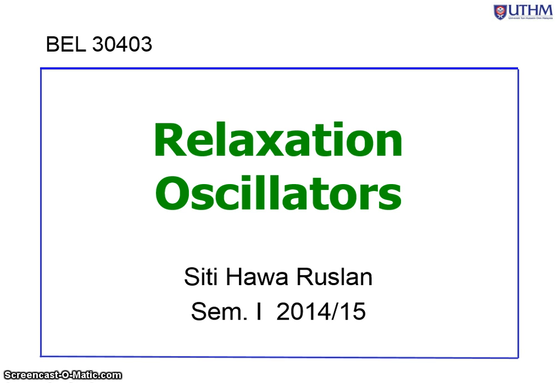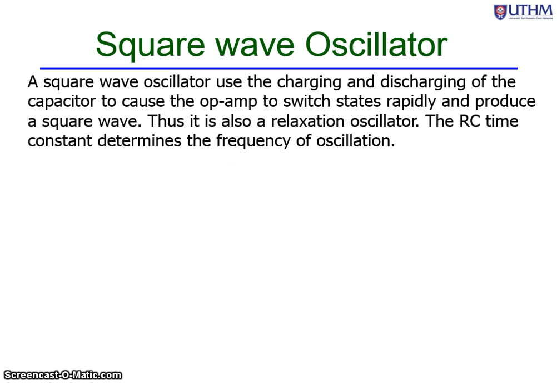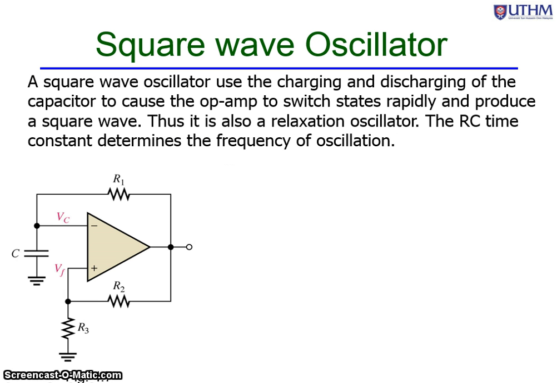Today we'll continue about the relaxation oscillator, and this time we'll look into a square wave oscillator. The square wave oscillator still uses the charging and discharging characteristic of the capacitor. The capacitor and R1 at the negative feedback form a differentiator, and the voltage across the capacitor, VC, is being compared with the voltage over here, which is the feedback coming from the positive feedback.